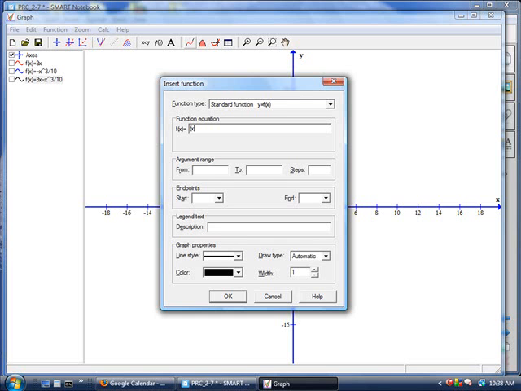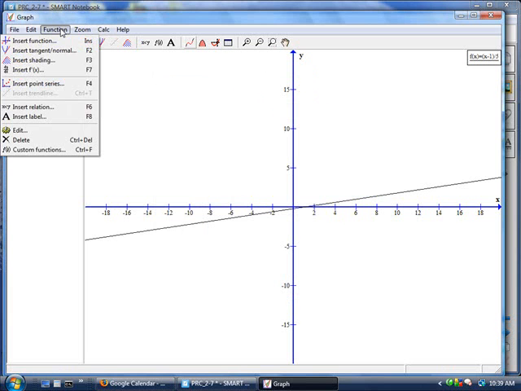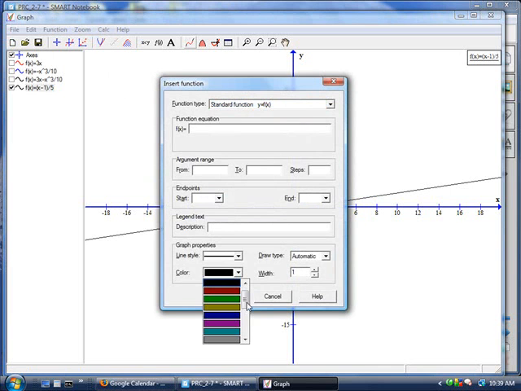X minus 1 over 5, thank you. So there's that one. And then the second one was 5x plus 1. And let's make that, what, blue? Oh, some ugly colors there. So this one we're going to make 5x plus 1.